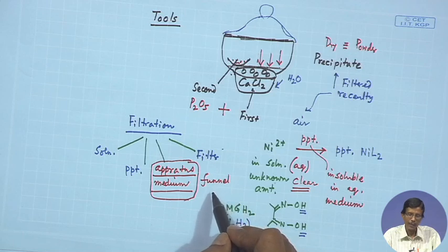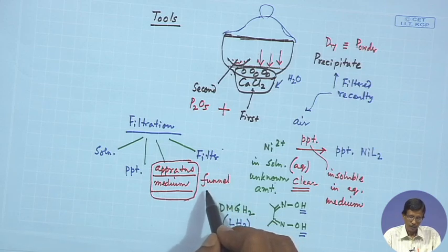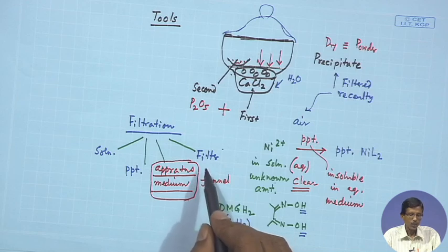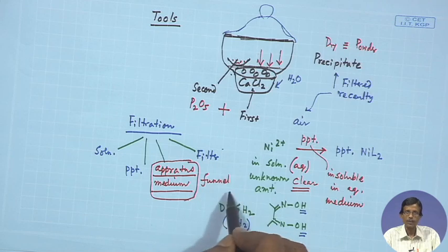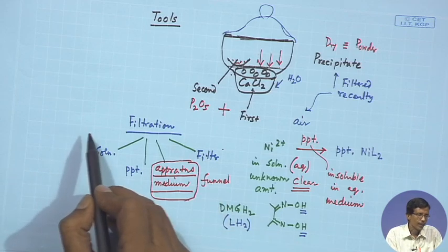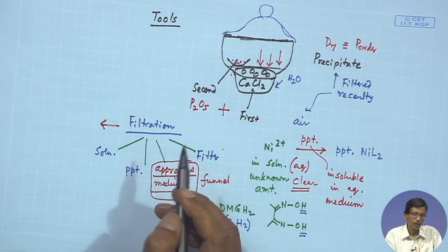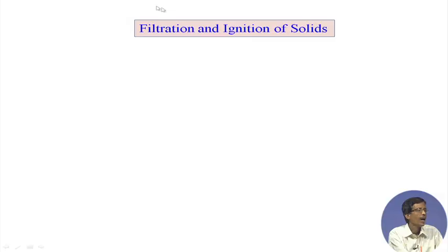Then we can have the filtering crucibles, the Gutsch crucibles, where the filtering bed is already there within the funnel made of glass. We can directly filter through that particular bed, and we consider it with a special name. We will slowly discuss how we can use that. In this slide we have also written something else, that is ignition of solids. I will come to that, how we can have some solid which is being filtered. The filtered solid you can burn to get some information related to your analysis.